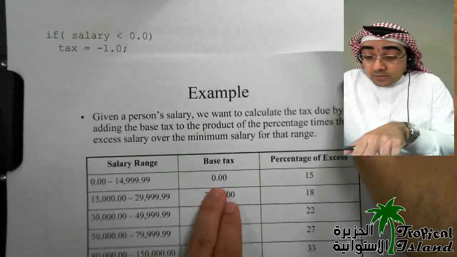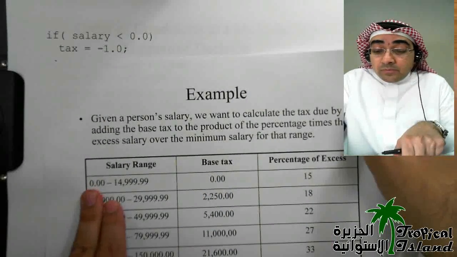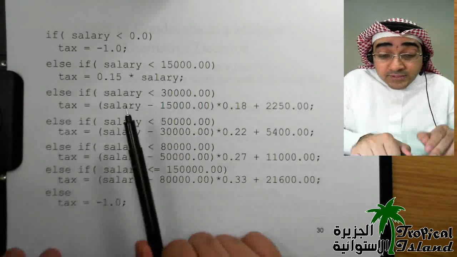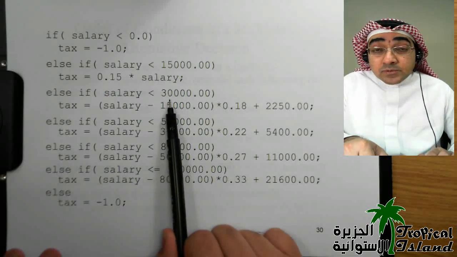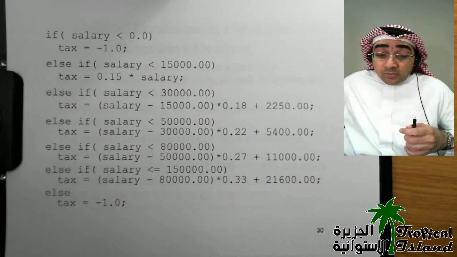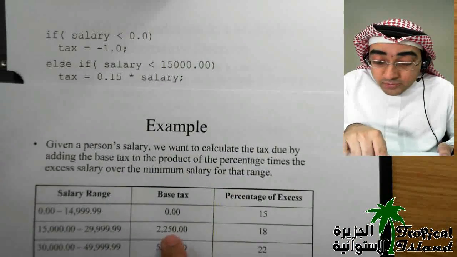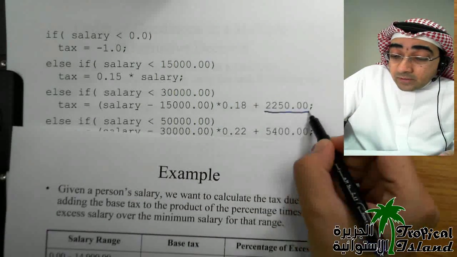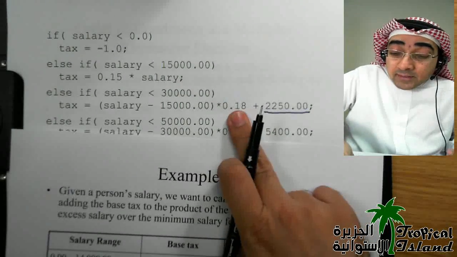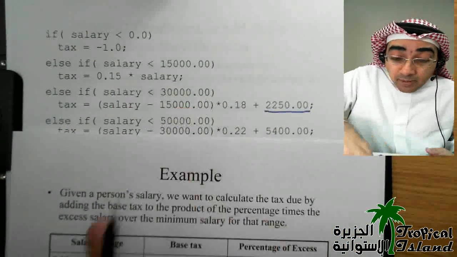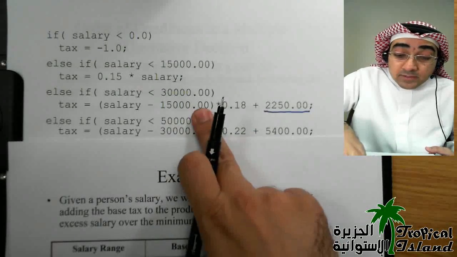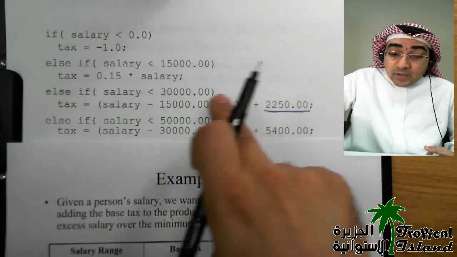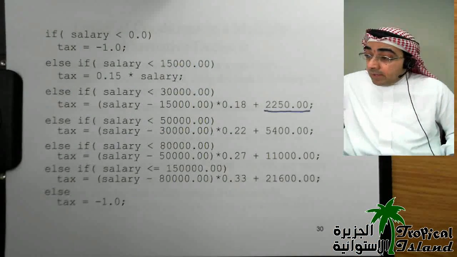This is what the example was telling us to do. So you pay 15% of the salary you have earned. Else if the salary is less than 30,000, so you're in the second bracket, your tax has 2,250, which is an amount that you have to pay. We put this over here, and then we add to it 18% of your salary minus the 15,000. That's the base of that bracket. So you subtract this, take 18%, add it to 2,250. That is the tax that you have to pay.